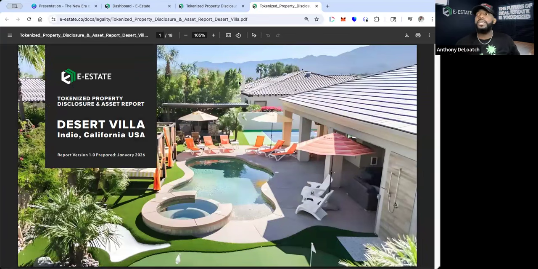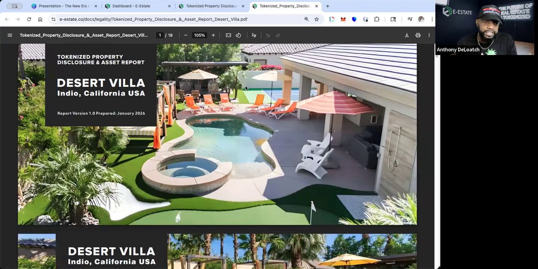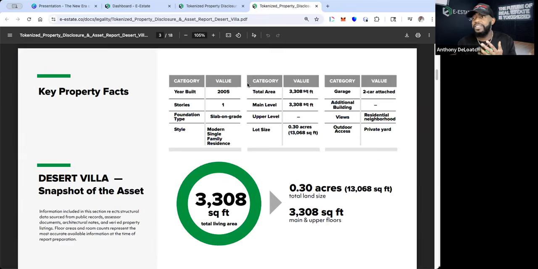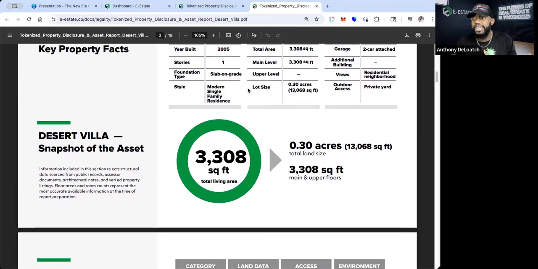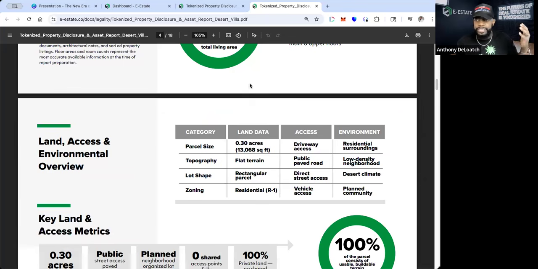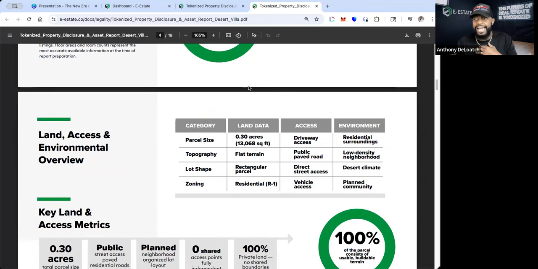But what about this property right here? Well, how about earning passive income from this property and you getting a share of this property for as little as $1,000? Guys, this is revolutionary right here. Look how beautiful this property is, right? And we get all the details on this property. It was built in 2005. This property is 3,308 square feet, has a 2-car attached garage right here. It sits on a little less than a half of an acre, right? If you're in California in those suburb areas, you know exactly how that works, right?